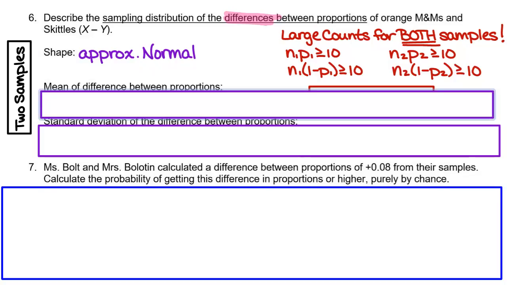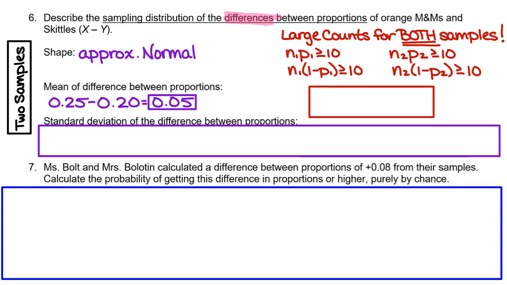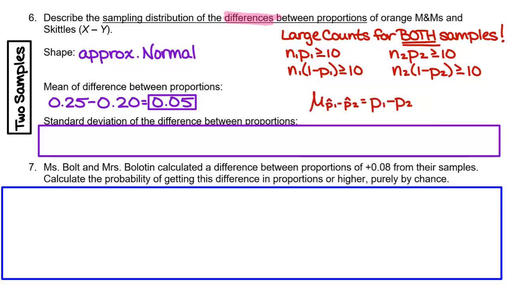How would we find the mean for the difference? Yes, mean of X minus mean of Y. So we're going to do 0.25 minus 0.20. We get 0.05. True proportion from population 1 minus true proportion from population 2.